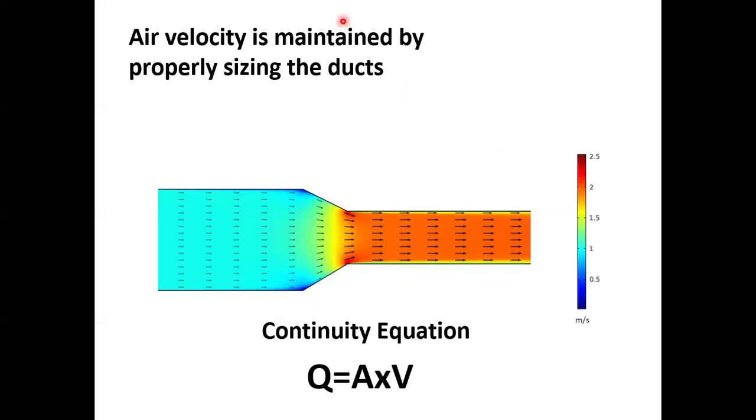Like the continuity equation, we are going to do the same thing again while sizing ducts. This continuity equation is meant to find the flow rates according to the area and velocity. Q stands for flow rate, A stands for area, and V stands for velocity. These are used in order to size the ducts properly. That's why we are using this continuity equation.